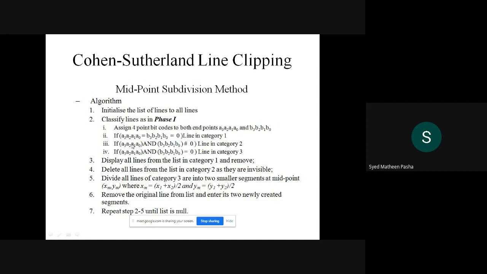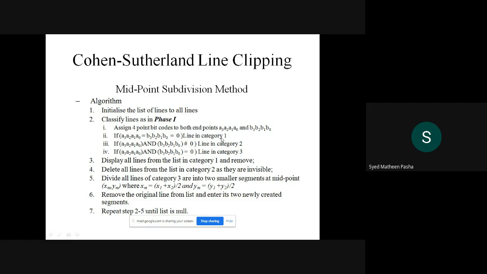If you perform an AND operation on the two bit codes and the result is not equal to 0, the line will come under category 2. The third condition: if you perform an AND operation on the endpoints' bit codes and the result is equal to 0, it will come under category 3. Then what happens in the second phase of the algorithm? It will check the categories under which these lines come.